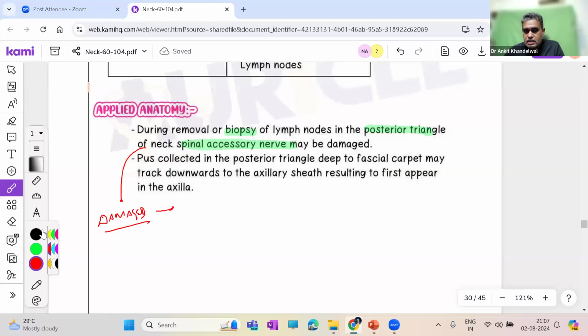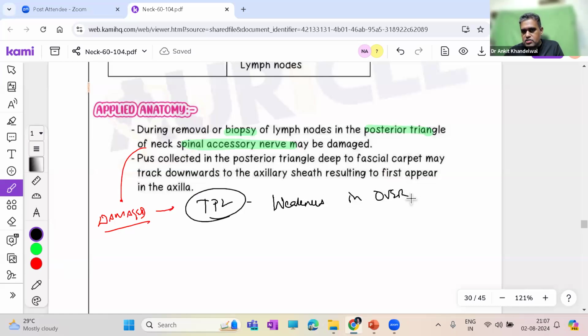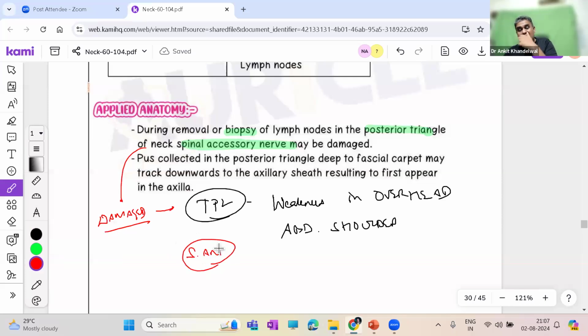If this nerve is damaged, basically there will be a problem in the trapezius of that side, and this will lead to weakness. I'm using the word weakness in overhead abduction of the shoulder. What does it mean? Meaning by this movement, you can see my left arm going above my head, overhead abduction. There will be weakness. Why am I saying weakness? Because the other muscle which does this, serratus anterior, is okay. So there's movement, but there's weakness.